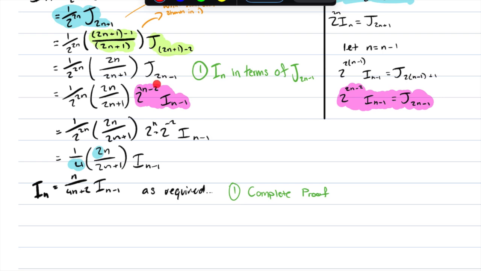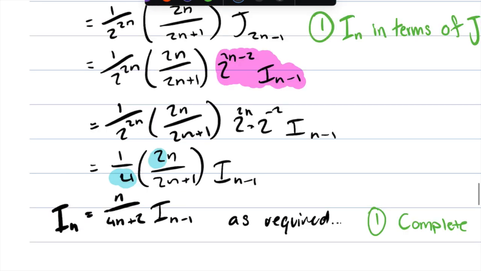we can recognize that we can split this 2 to the 2n minus 2 term up into 2 to the 2n times 2 to negative 2. From this, we can see that our 2 to the 2n and our 2 to the 2n here will both multiply out to give us 1 as we divide them both. And then we can recognize that our 2 to the negative 2 is going to leave us with 1 over 4. And then we still have this term and our I_{n-1}.